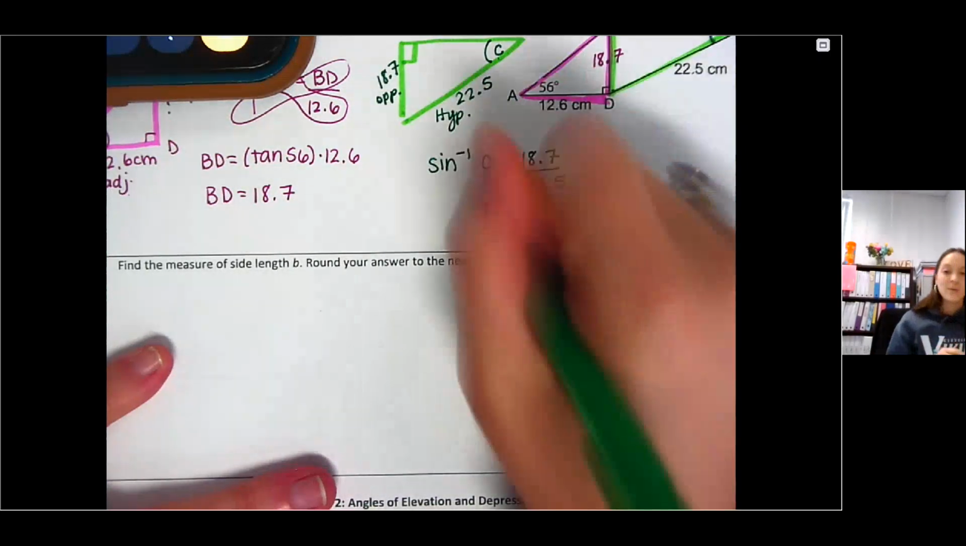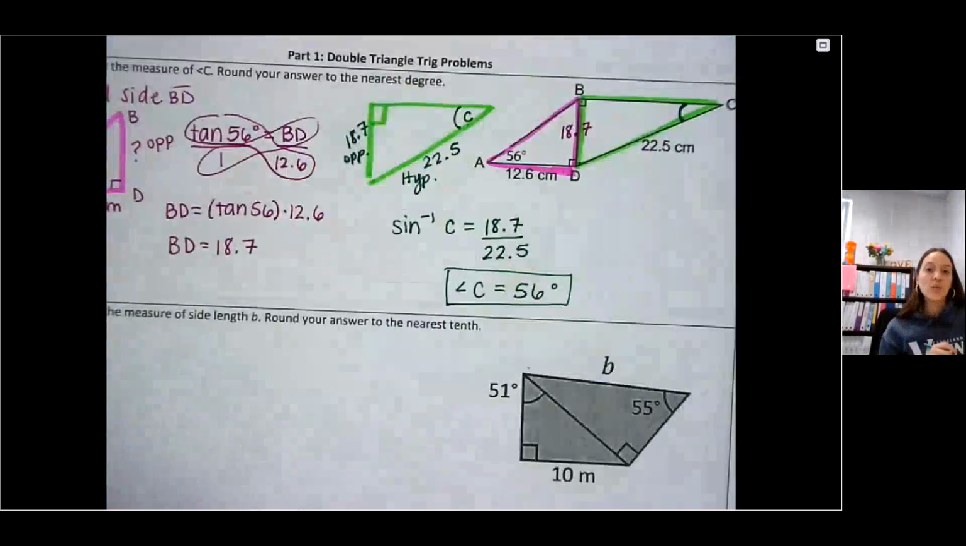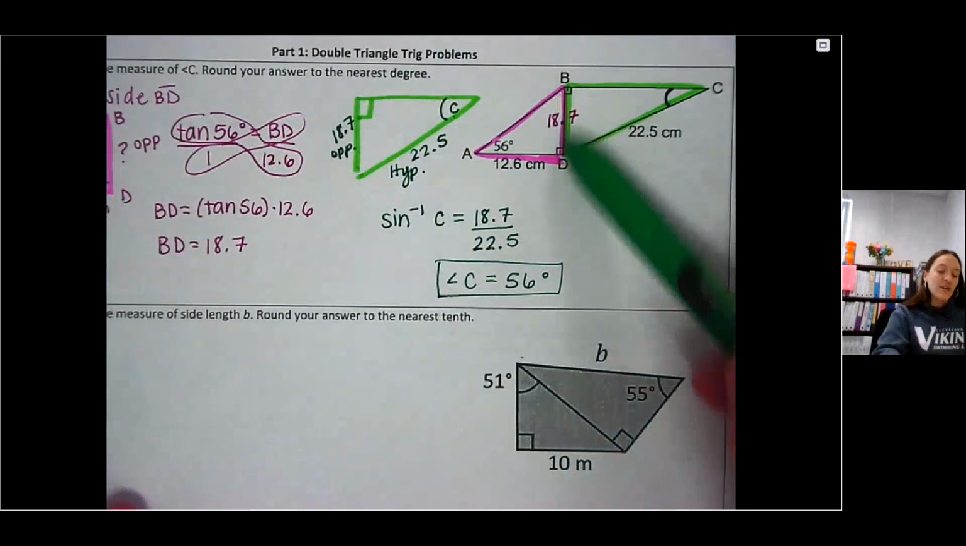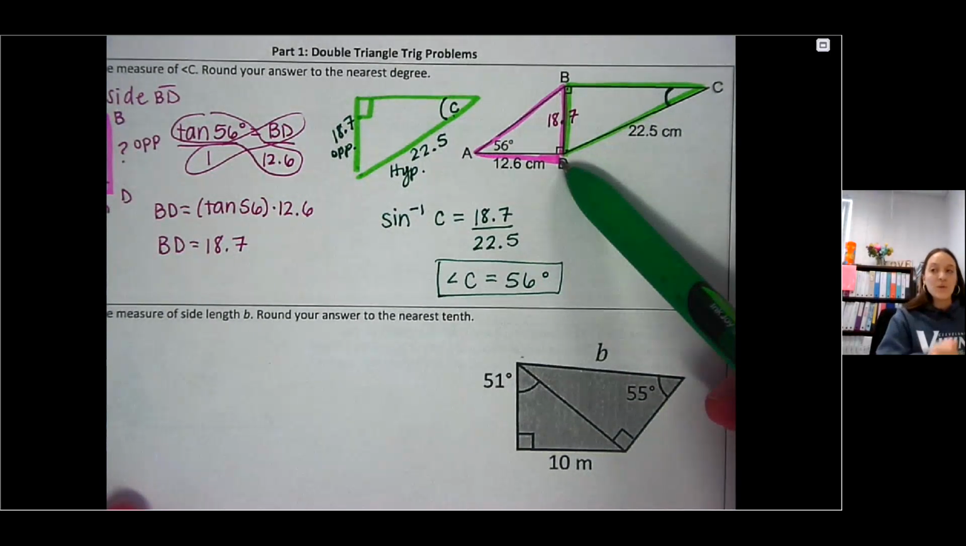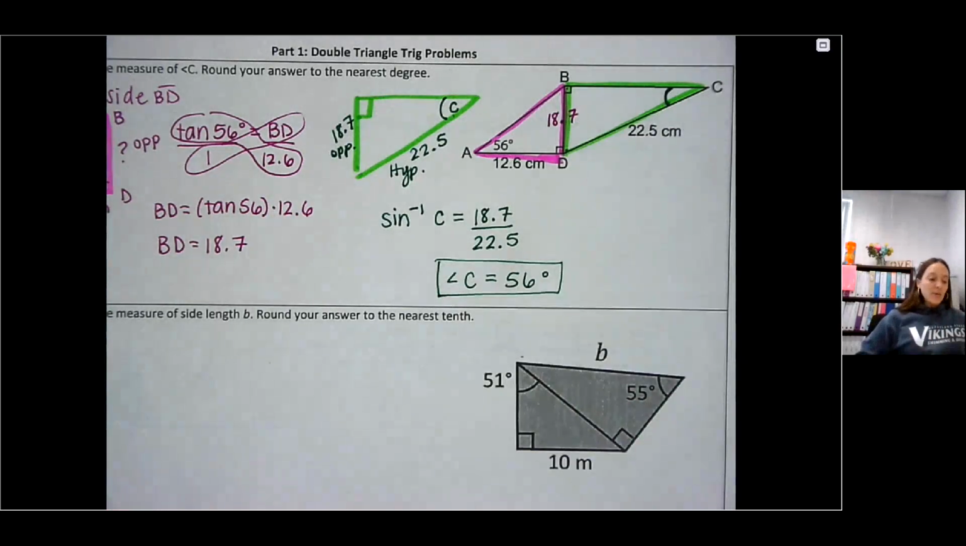And you've just done a double trig problem. So we always start by finding the shared side first. And then once we have our shared side, we plug our information in and we move on to the next one. Okay, number 2 says, find the measure of side length B, round your answer to the nearest tenth.